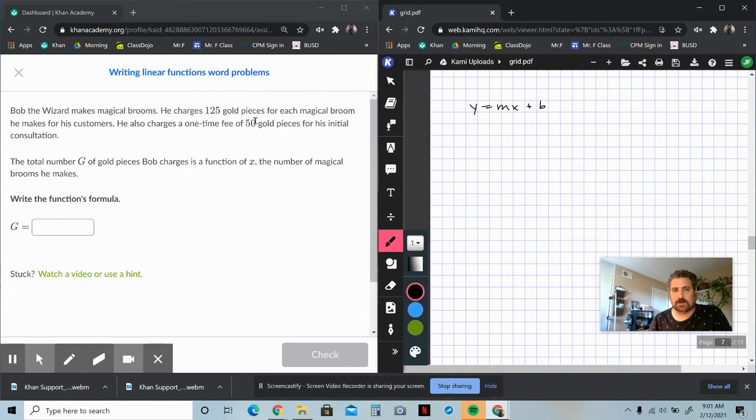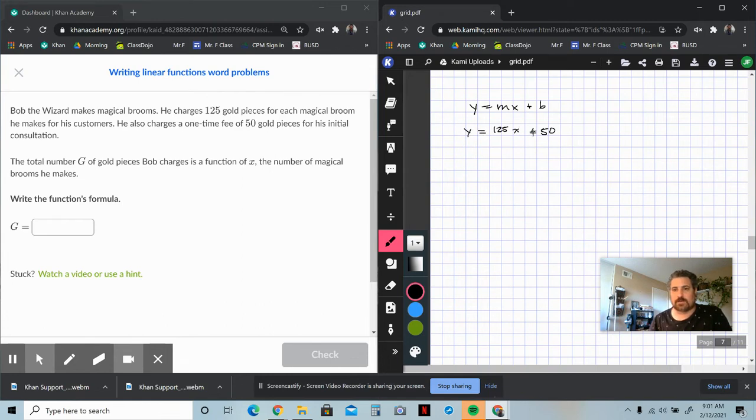It's basically going to start with this fee of 50. That's an initial fee. It's not going to change. So no matter how many broomsticks you want made, you're going to pay that fee for the consultation. And so that's a constant. And then the slope is going to be 125 gold pieces for each magical broom. So 125 for every broom.